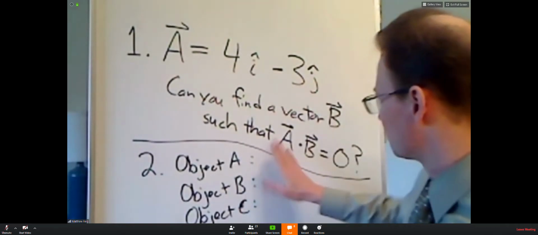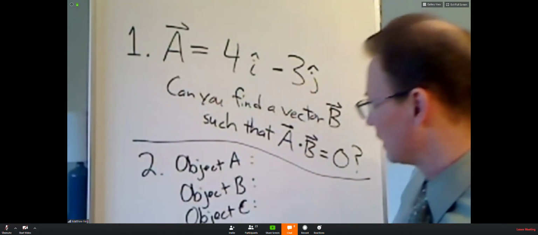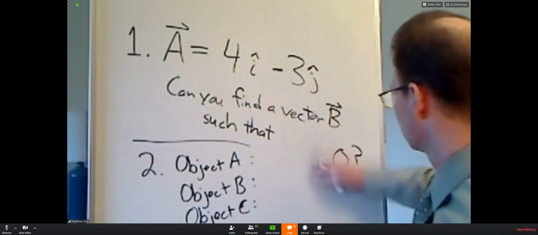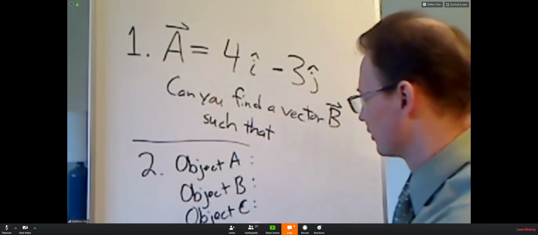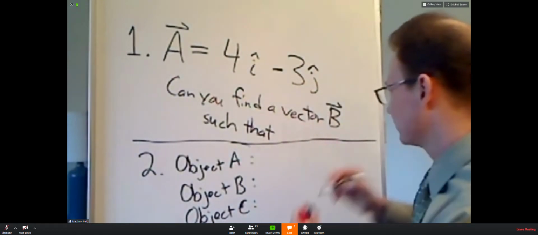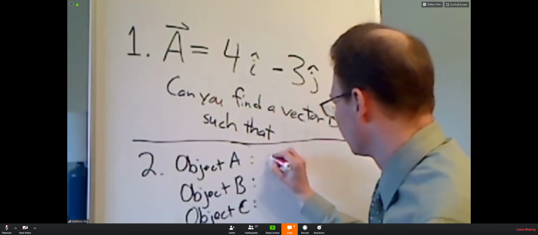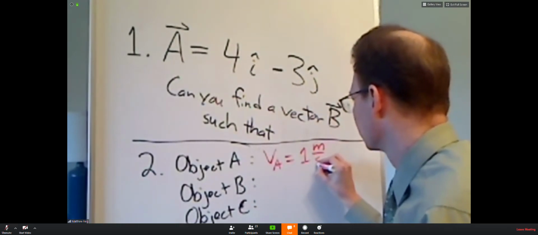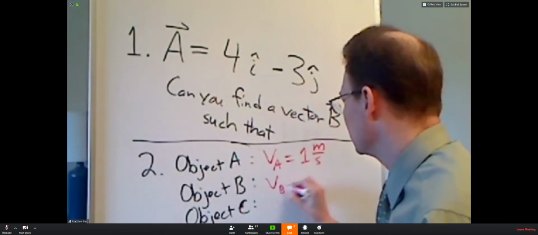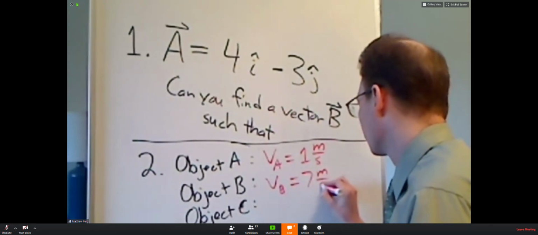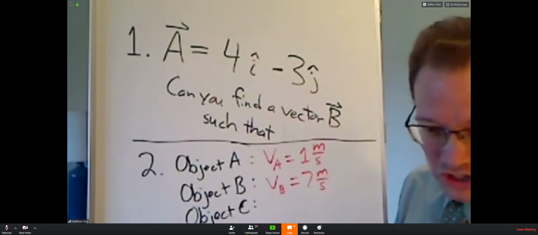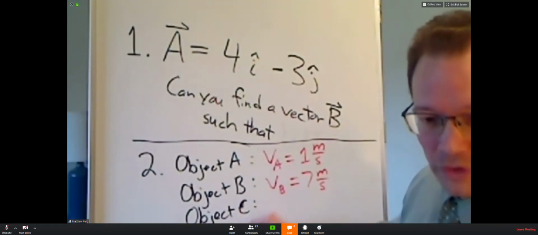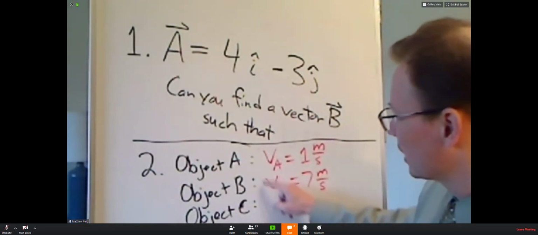And I'm going to give you speeds. I'm going to say object A is going 1 meter per second. The velocity of A is 1 meter per second. The velocity of B is 7 meters per second. And the question is, how fast should C be going so that its kinetic energy is halfway between A and B?